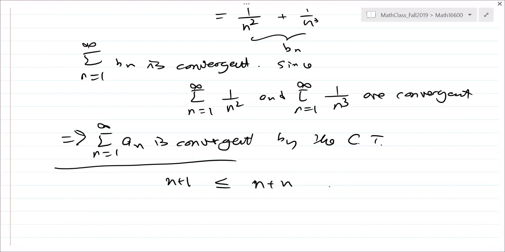Okay, not everybody can see that. If I tell you, yes, that's obvious, but do you think that way? So that will be 2n. And it's obvious because n is greater than 1. That's the reason it's true, okay?